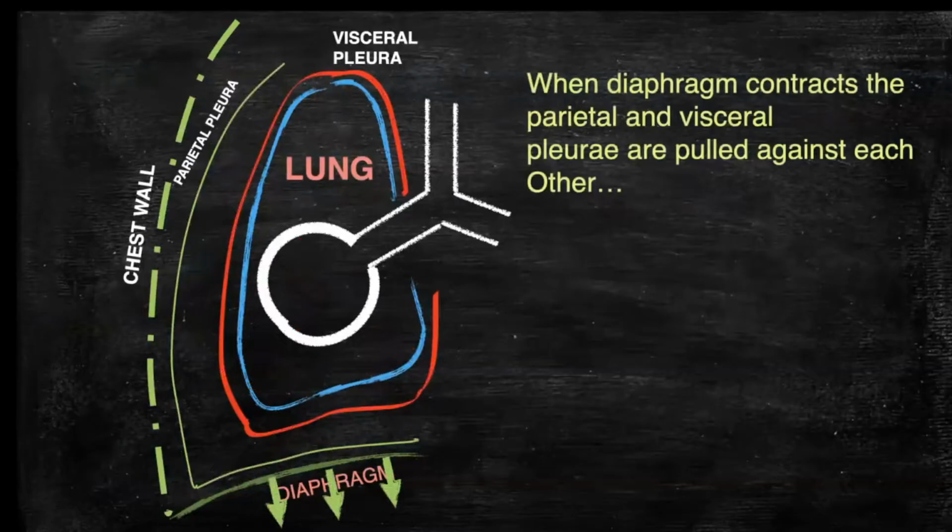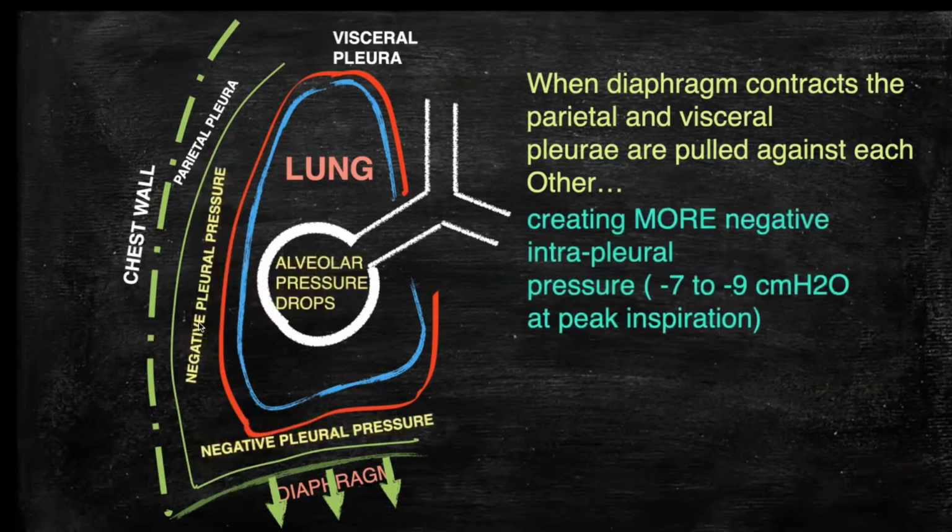When the diaphragm contracts, when inspiration starts physiologically, when you are breathing, the parietal and visceral pleura are pulled further apart, and this will lead to a further increase in the negative intrapleural pressure. So which was -3 to -4, now it may increase further to -7 to -9 centimeters of water at the peak of inspiration. So this is how the negative intrapleural pressure changes during inspiration and expiration.